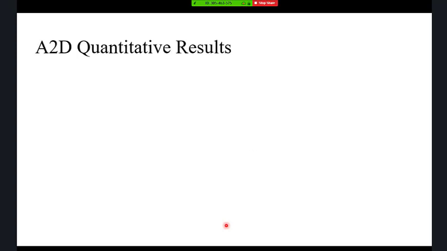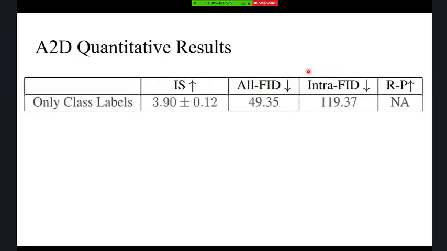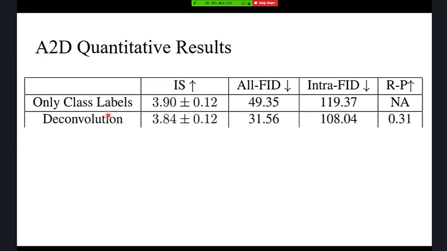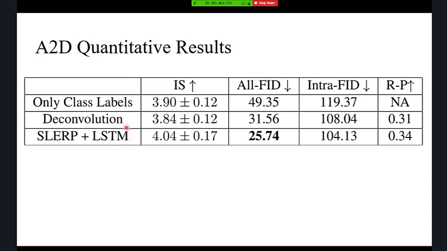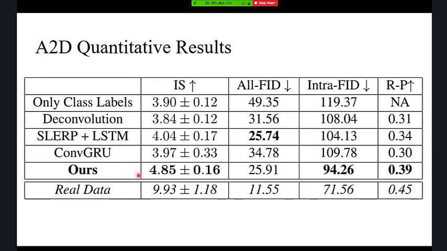So let's start with the A2D dataset. Here we show the metrics. The first baseline is the only-class-labels baseline, which means that we just use classes to generate videos, then deconvolution to generate videos, SLERP, an LSTM method to generate videos, ConvGRU, and finally our method. As you can see, our method can get the best results or very competitive results compared to all other baselines. We also show the real data output. So for sure, real data has the best results here.